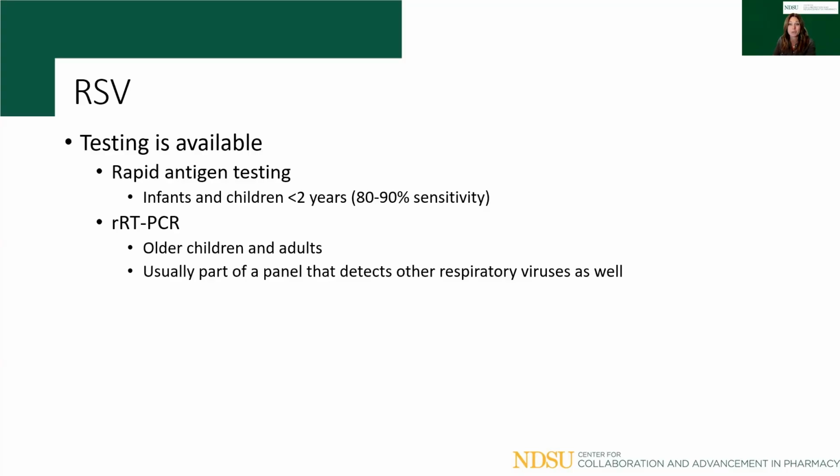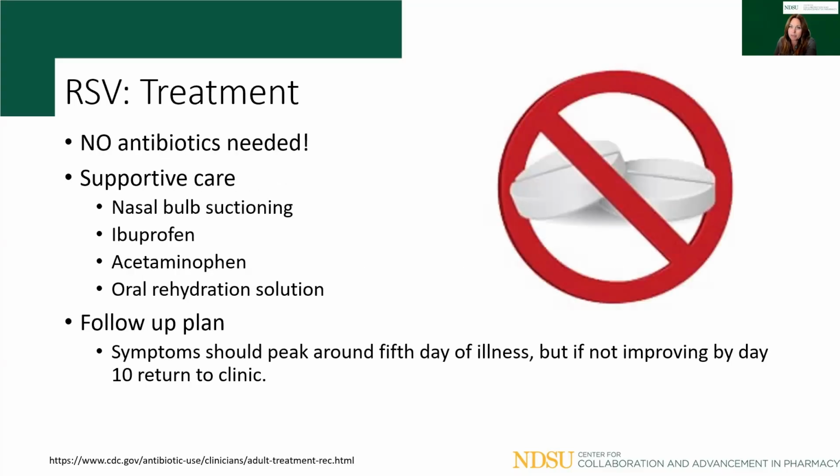Testing can be done quickly in a clinic as well. There's rapid antigen testing, which is usually used for infants and children less than 2 years of age. And then there's the PCR, which is usually the older children and adults. And that's usually, like I said, part of a panel. And that really will help detect other respiratory viruses as well. So that one's really nice and a good thing to do because if you end up with a positive virus on there, we would not give antibiotics. So if you get a positive RSV, like I said, no antibiotics, but there is supportive care we can offer.